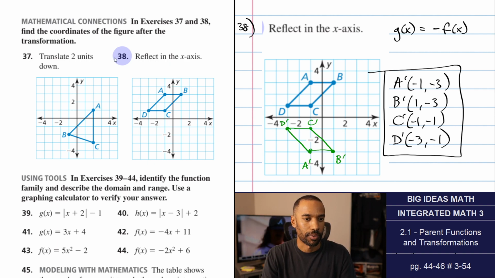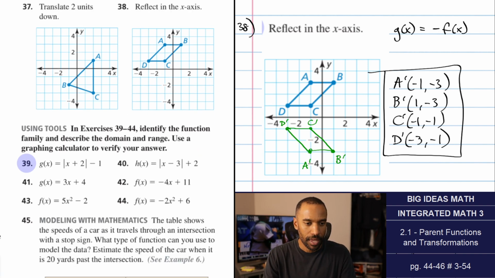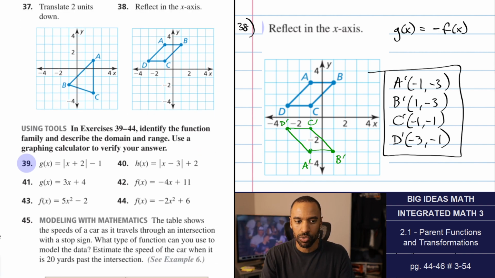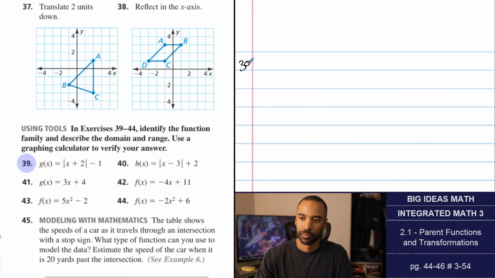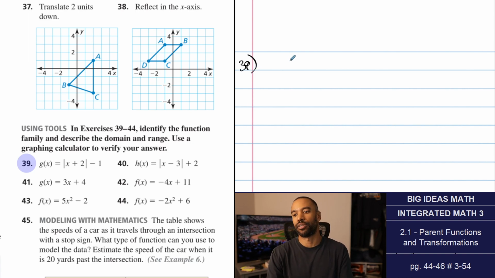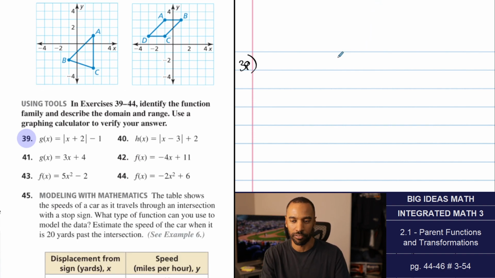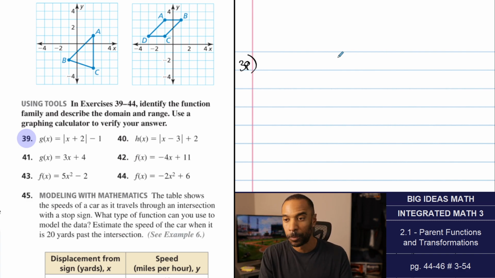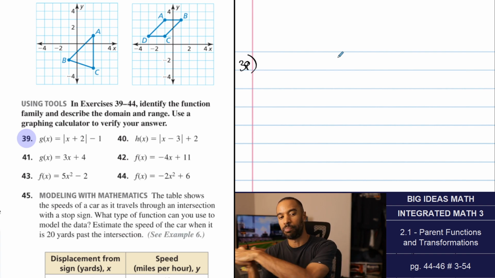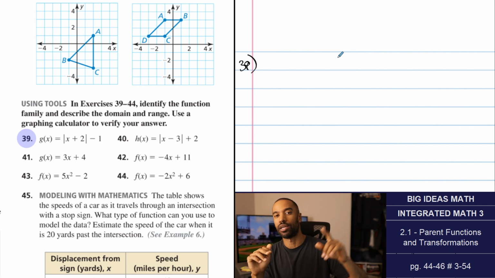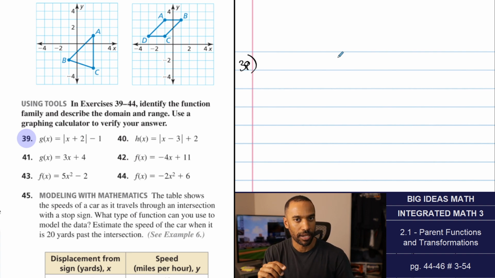Let's move forward. At least they were quick. In exercises 39 to 44, identify the function family and describe the domain and range. Use a graphing calculator to verify your answer. I might use a graphing calculator here just so I don't have to graph it, because they're not asking us to graph it. They're asking us to verify your answer from the calculator. So I think here you're starting to learn more and more what this behavior should be based on the parent function type and the transformations that are done.